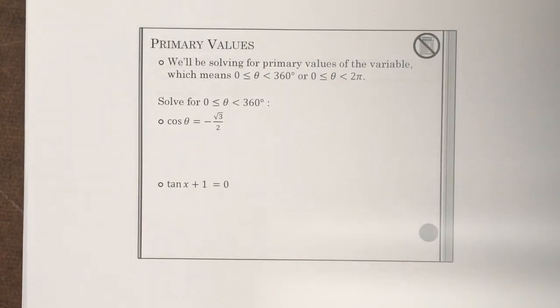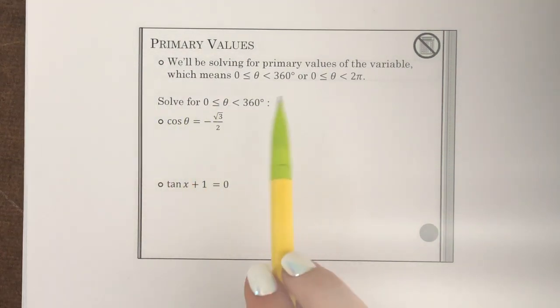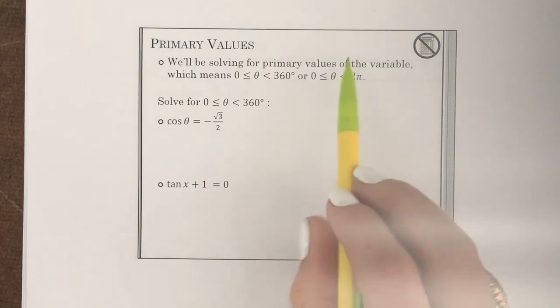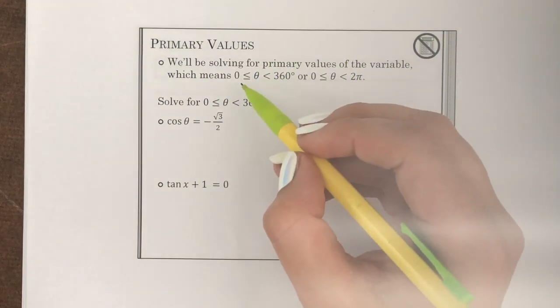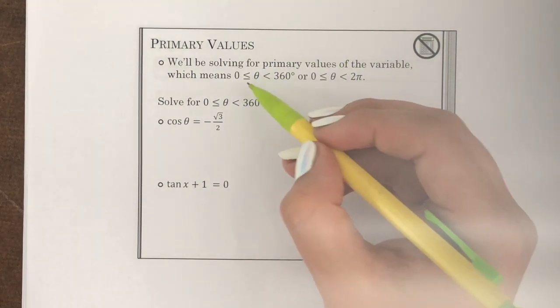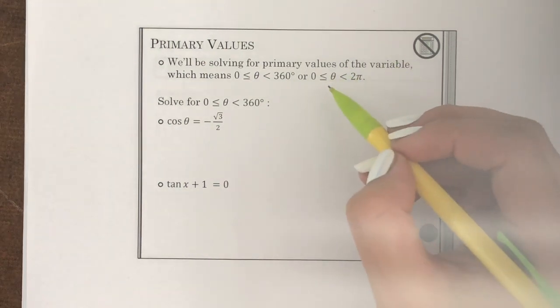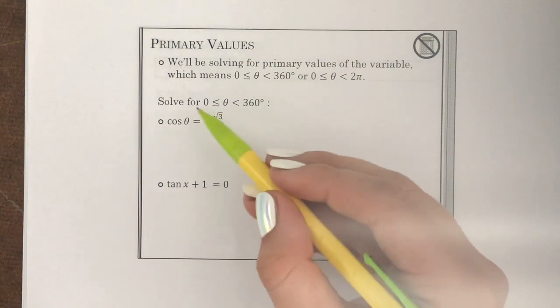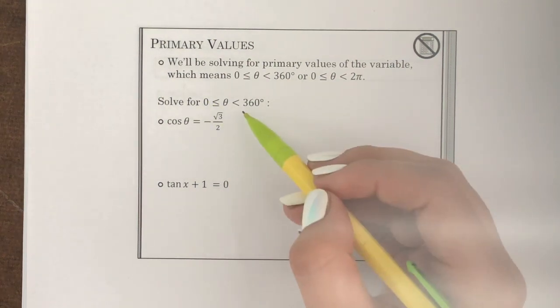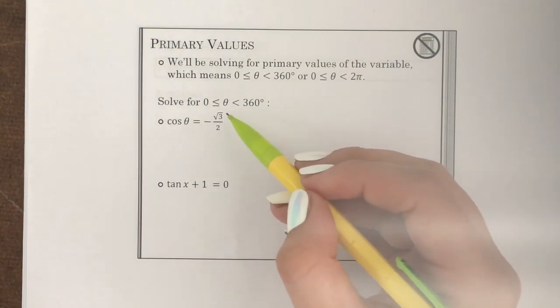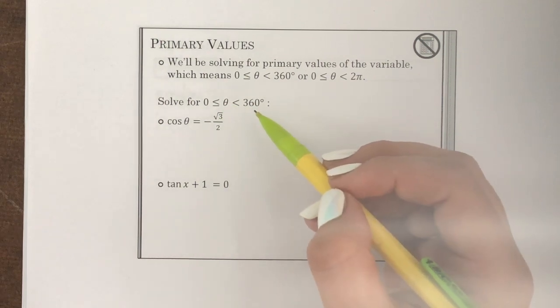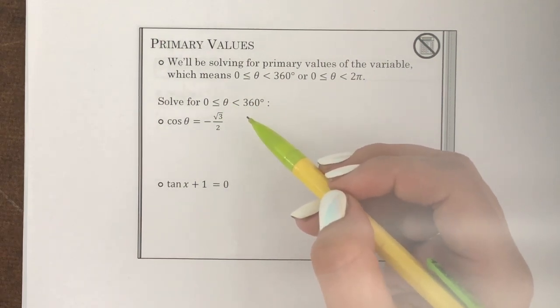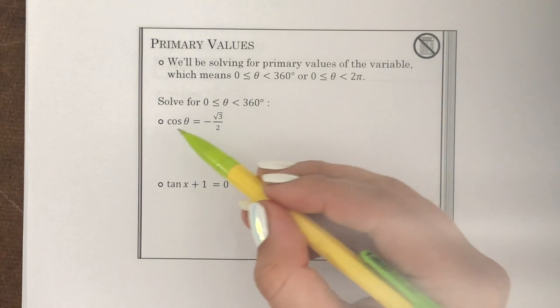So this is a vocab term that means the following. In these problems, we'll be solving for primary values of variables. So primary values means all of the values between 0 and 360, including 0, not including 360, or between 0 and 2 pi. Okay, so the directions could read like this: solve from, and it gives you the domain, or it could say solve for primary values. It could say that too, in which case, if it doesn't specify degrees or radians, you can choose.